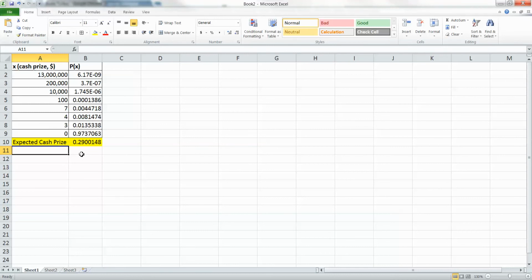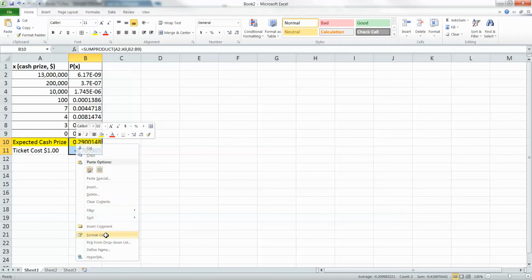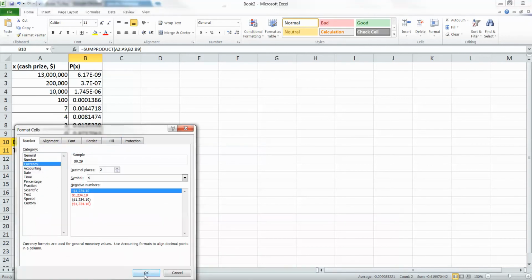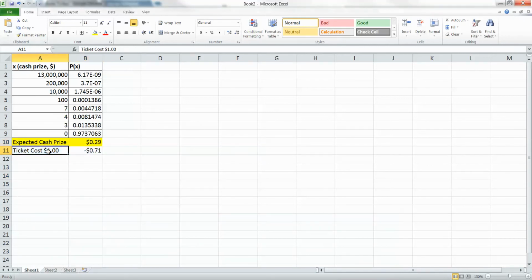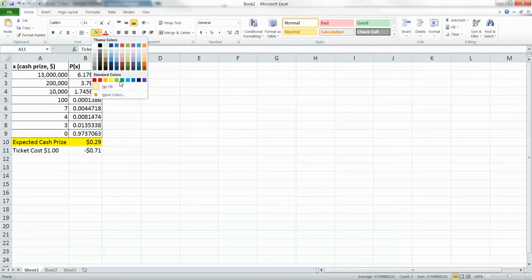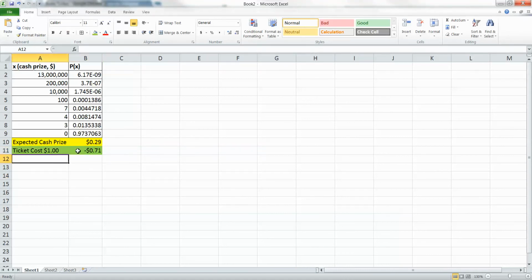Well, you can do it a couple ways, but the simplest way is to say, if the ticket cost $1, then they would expect to make 29 cents on the prize, but take away the $1 that they spent to pay for it, and that means they'd be at negative 71 cents. And honestly, both of these should be formatted as currency because that's what they are. They're money. Okay? So you expect to make 29 cents in a prize, but you spent $1. So $1 from a 29 cent prize makes negative 71 cents.